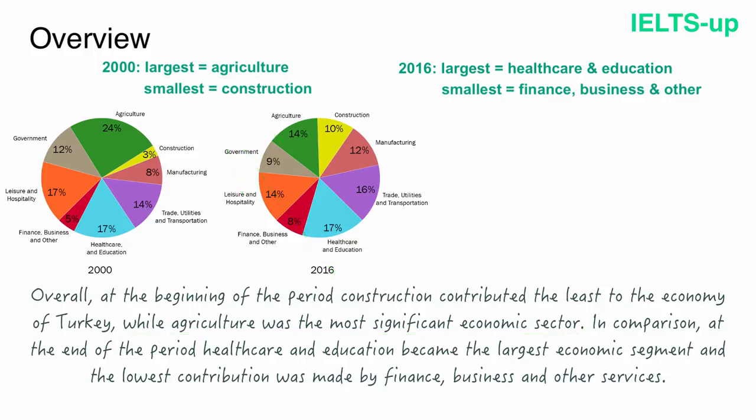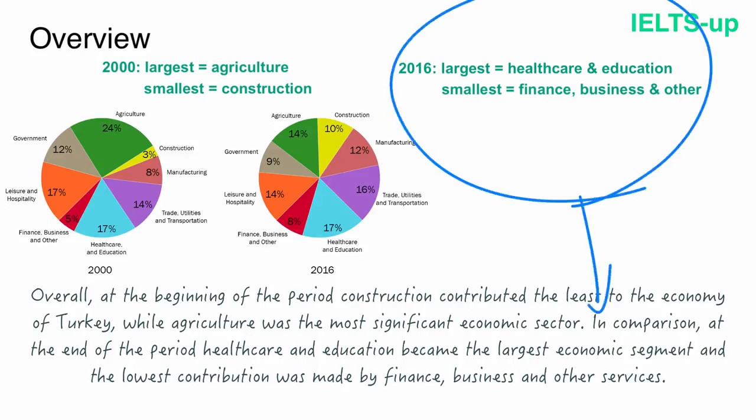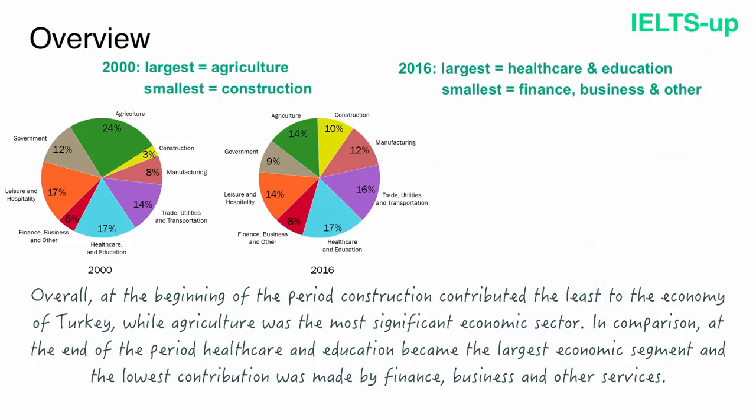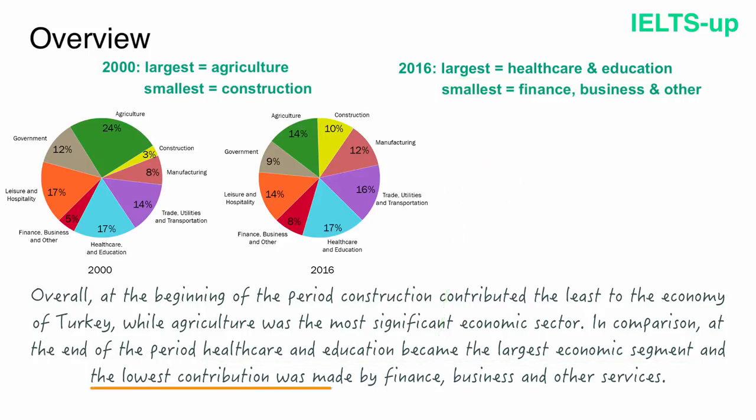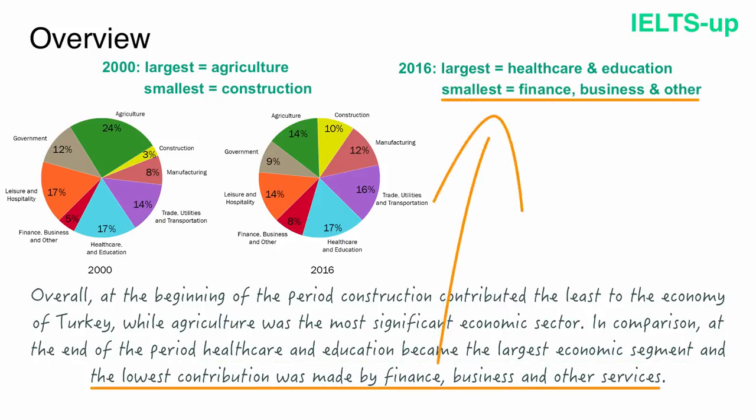After that, I start a new sentence to describe the key features of the year 2016. You can see that I used a very nice linking structure, in comparison, to show that I'm comparing both charts. And then again, I just list the largest economic segment and the smallest economic segment in that year.